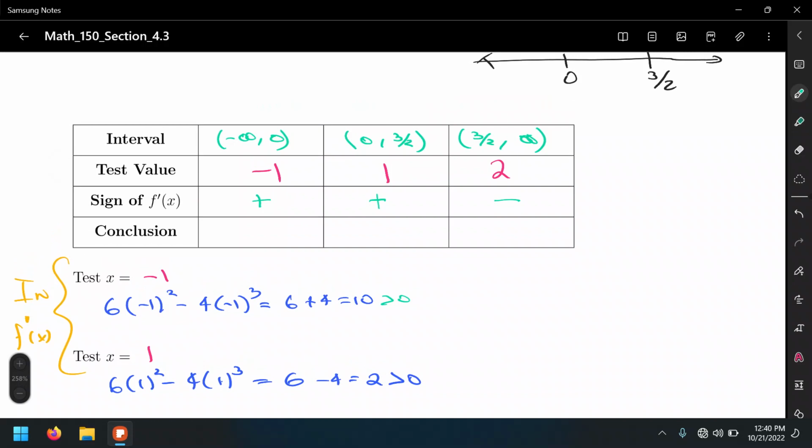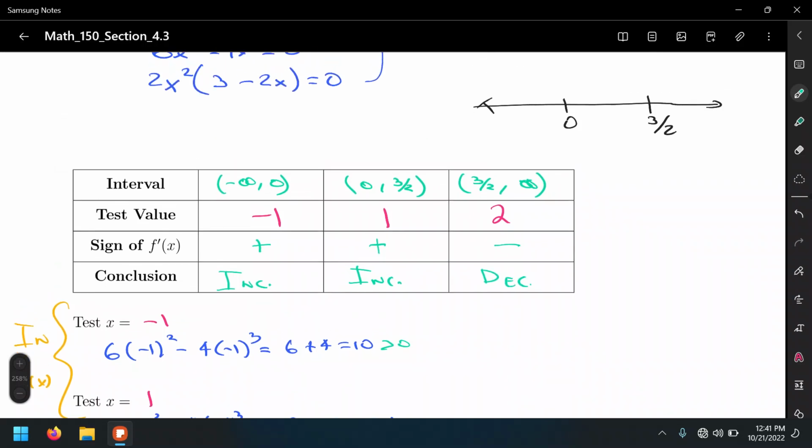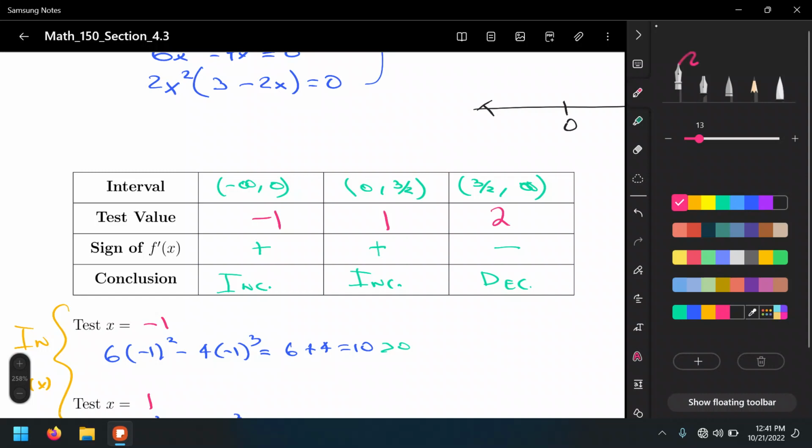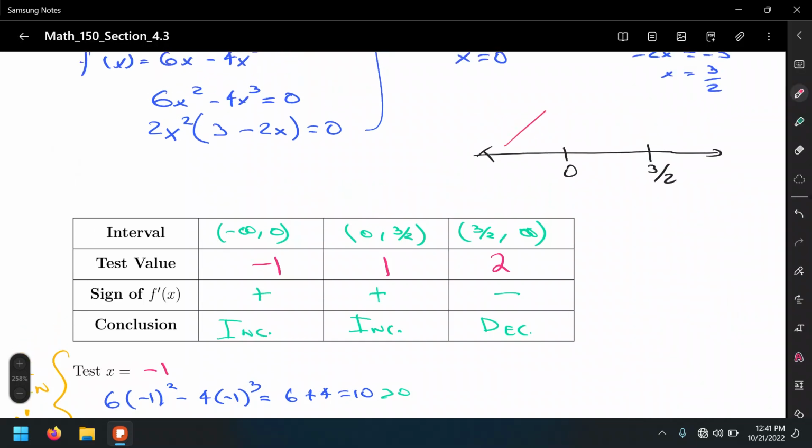All right. So let's find conclusions about f prime based on the sign. When the sign of the derivative is positive, what does that mean? Increasing or decreasing? Increasing. Minus means decreasing. All right, let's put that into a picture. So first it goes up the hill and then goes up the hill again. Interesting. And then in the end it goes down the hill.